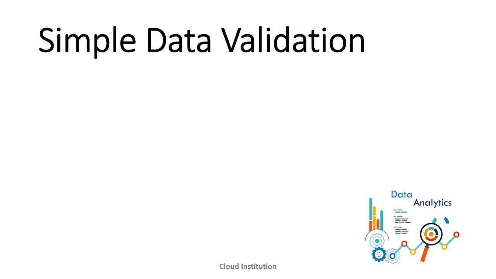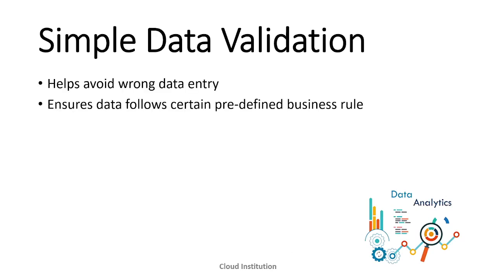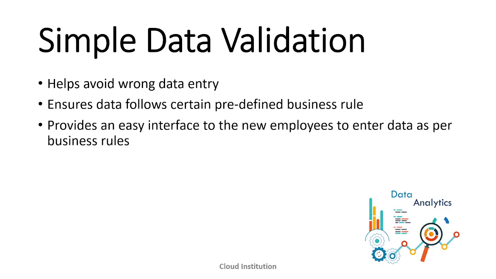Now what do we mean by data validation? Basically, data validation helps avoid wrong data entry, ensures data follows certain predefined business rules, and provides an easy interface to the new employees to enter data as per the business rules. The word validation itself means that we have to make sure that the data is validated, or it is according to certain business rules.